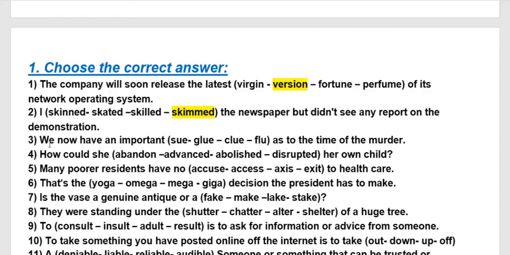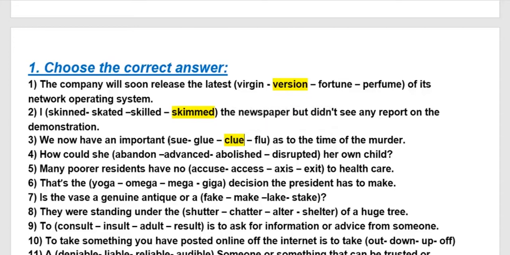Number 3. We now have an important clue as to the time of the murder. The correct answer here is clue. What does clue mean? A piece of evidence or information that indicates the answer to a crime or helps solve the crime.